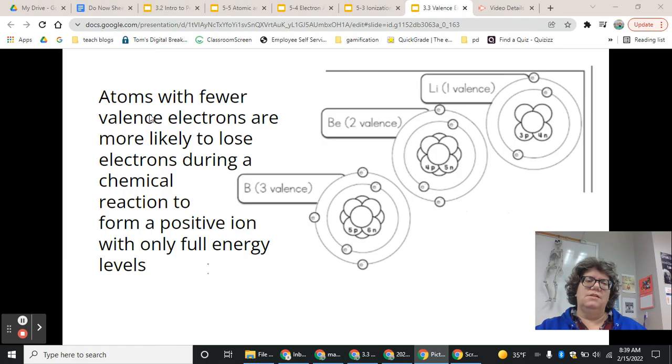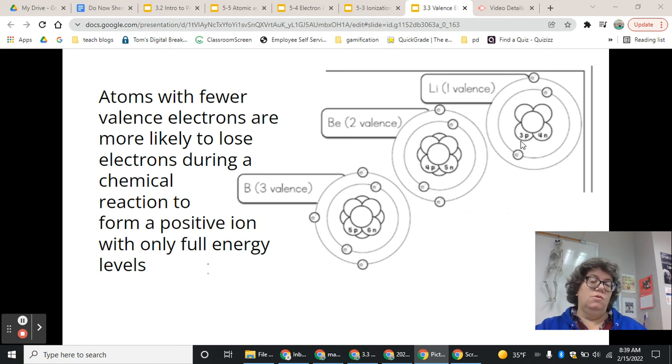So atoms like this, with fewer valence electrons, like I said, are more likely to lose them during a chemical reaction. They form a positive ion. Remember we said that was a cation with full energy levels. So lithium is going to want to lose this electron, form a chemical bond, and then only have 2 electrons in the full first energy level.